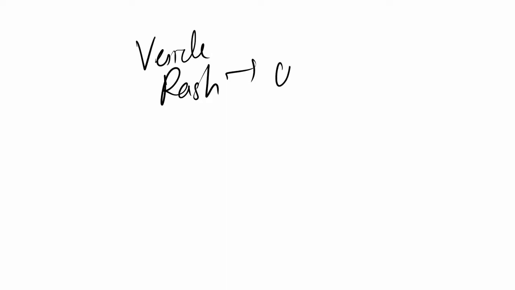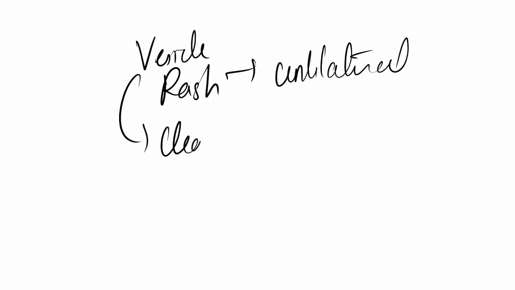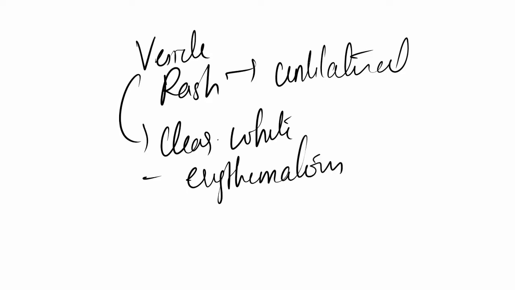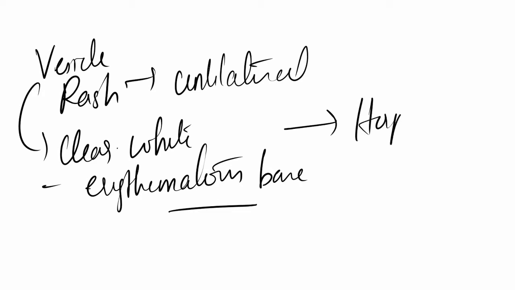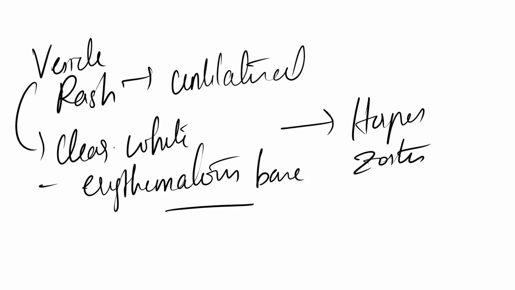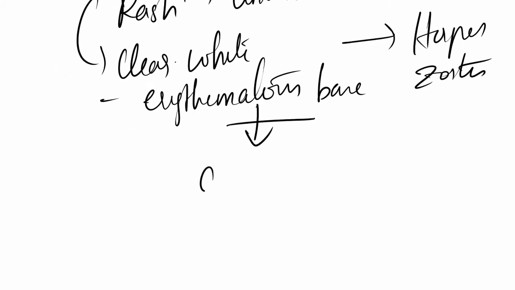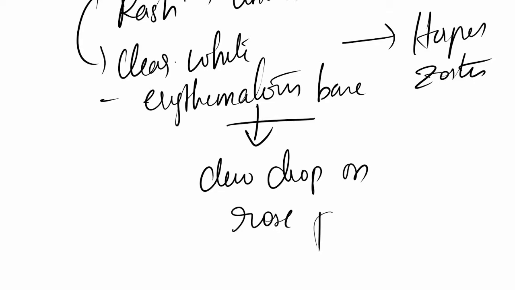Then you get another patient who has vesicles and rash, unilateral. Now the vesicles are clear, white, with an erythematous base. What would your diagnosis be? This is herpes zoster. Why? Because you have the characteristic dewdrop on rose petal appearance.